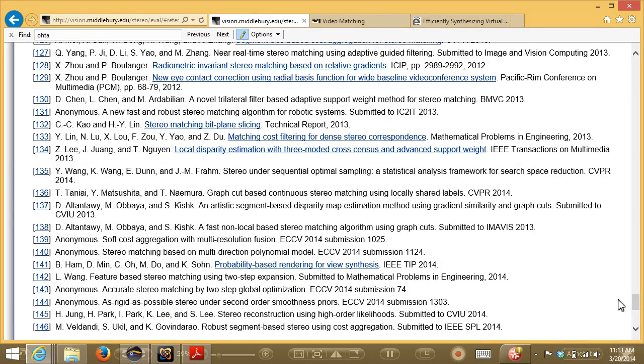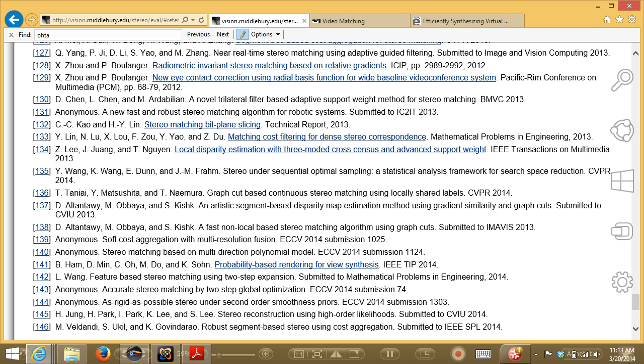But here's an example of this submission to a conference that's happening right now saying something about second-order smoothness priors, right? What that probably means is that there is some sort of expectation that within a given segment or a given region there is some smoothness to the disparity map. That prevents you from getting these crazy, wacky disparities in the interior of objects.